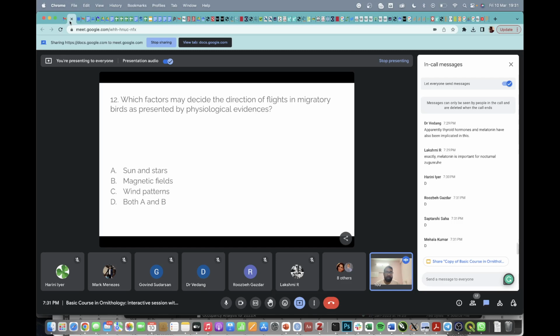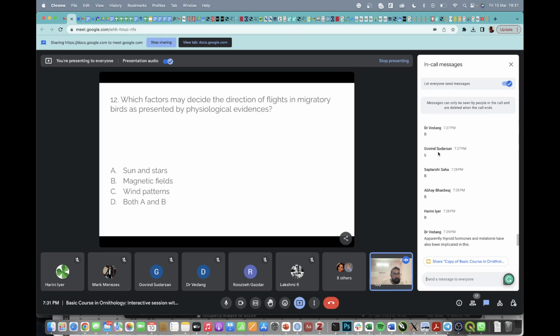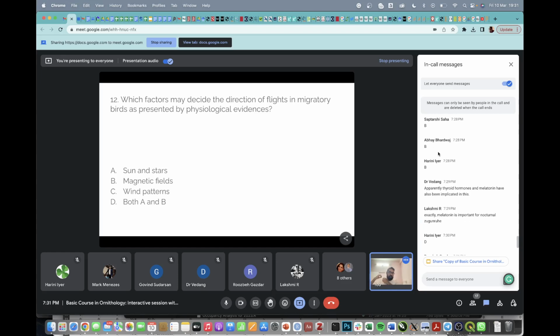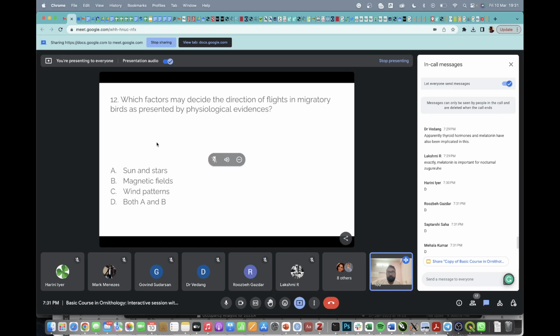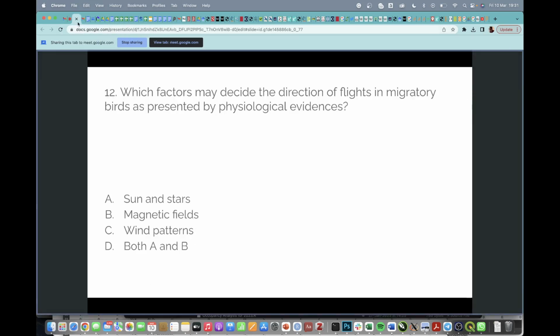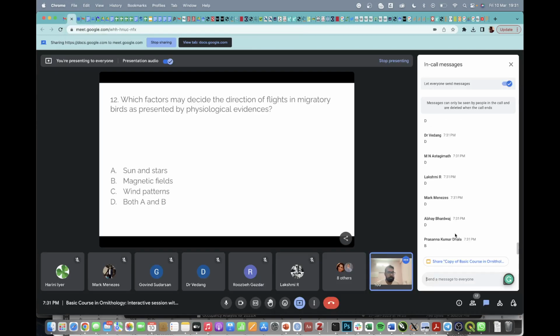I'm really sorry, but probably melanin and melatonin and thyroid hormones are involved. I frankly don't study it. If you guys are really interested, you could dig deeper and see what is happening, but this is from what Suresh was talking about. Okay, everyone's answer seems to be the same.